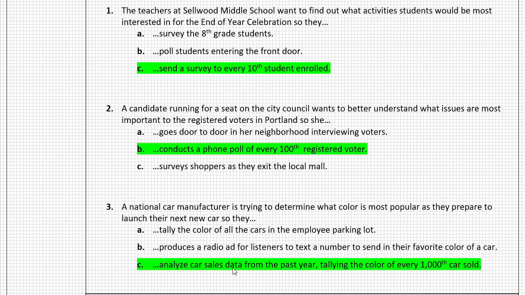If you said C, I would agree with you. Only looking at the cars in the local employee parking lot is not very representative. If you put out a radio ad texting listeners, you're only likely to get people A, listening to that radio station, and B, who have the time or are willing to respond to that ad. And usually that is people with a really strong opinion and more outgoing. So again, not as representative. So therefore, C would be the best choice. Let's look at our fourth and final example.